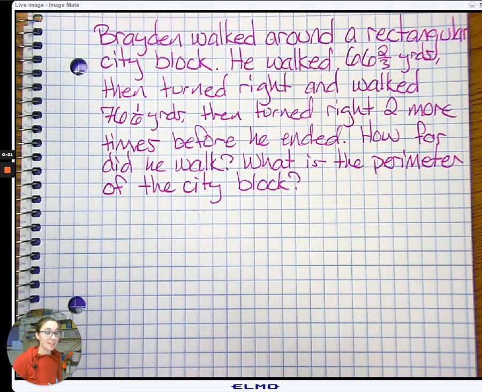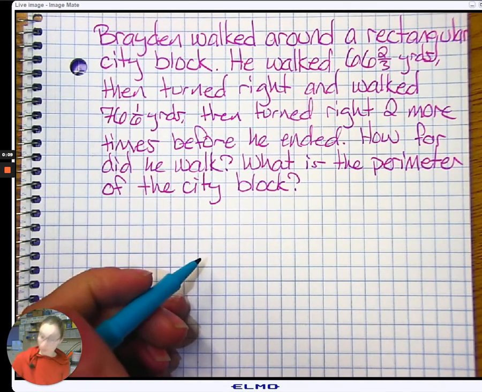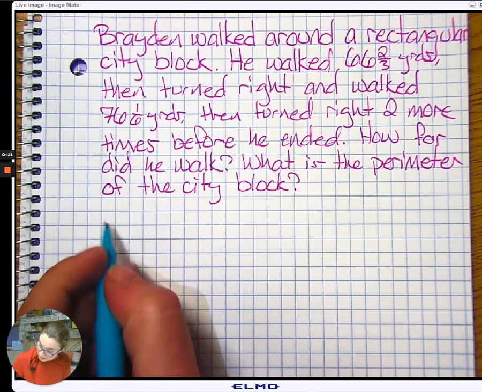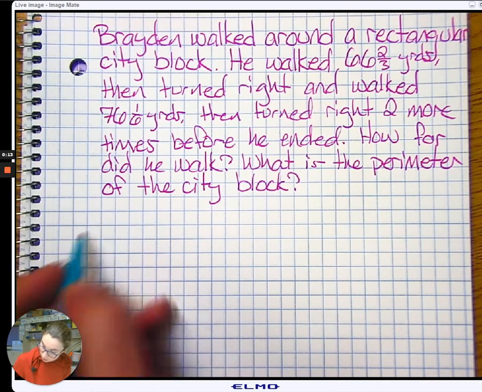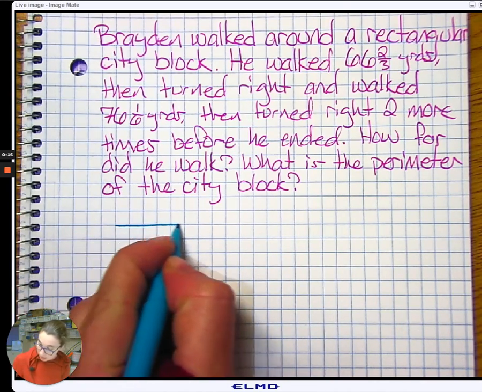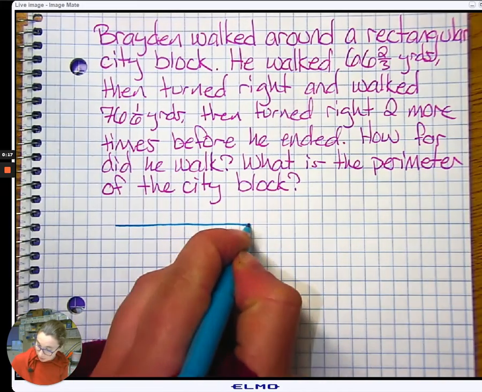This is lesson 4.5, example 2. We're talking about Braden. He walked around a rectangular city block. I'll draw this as we read it. He walked 66 2/3 yards, so 66 2/3 yards. I'm not actually going to count 66 2/3 yards.